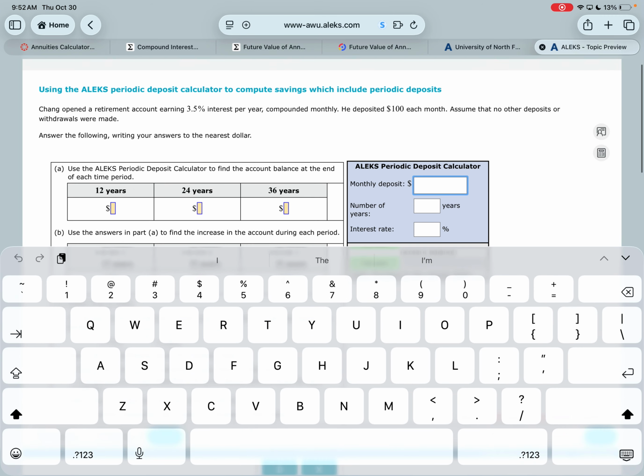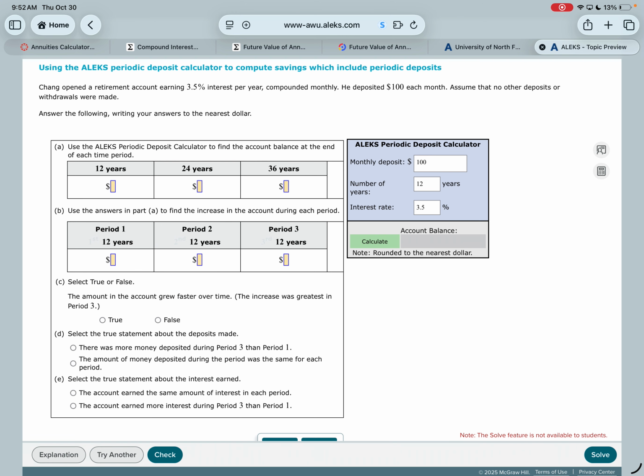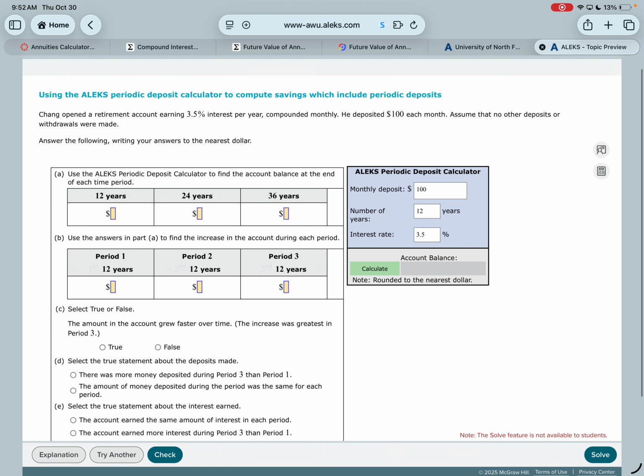All right, so just to show you this one, and trying to save that conversation for Tuesday, so I have enough to talk about on Tuesday. Chang opened a retirement account earning 3.5% interest per year, compounded monthly. He deposited $100 each month. So what is he going to have after 12 years? 3.5% interest, that's a realistic number. I think my bank account right now earns like 3.8 or 3.9, so that is a number that you can find.